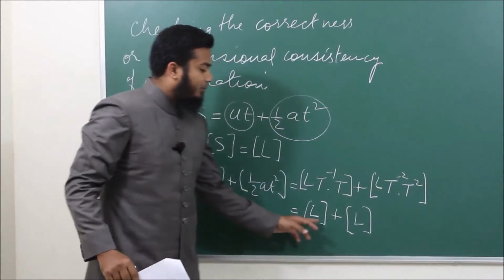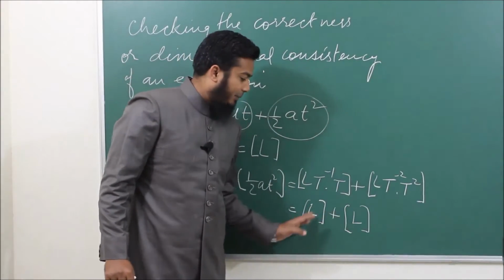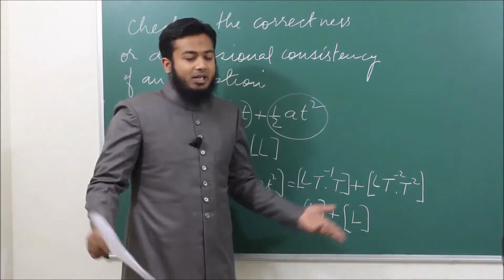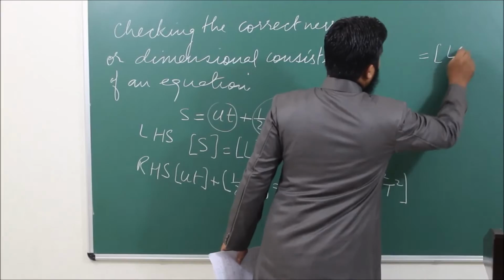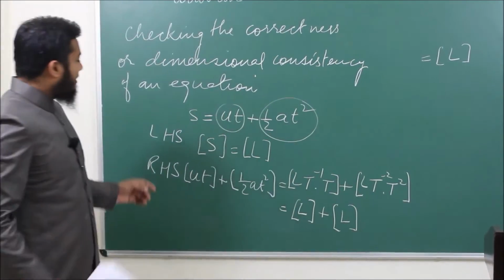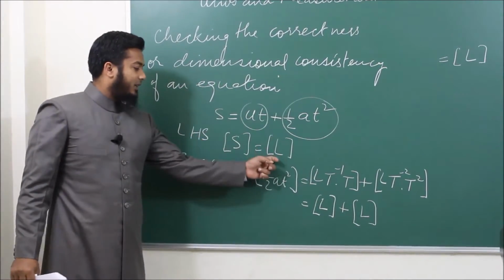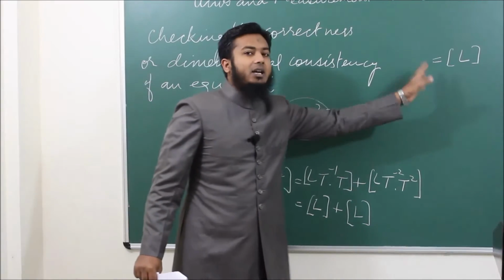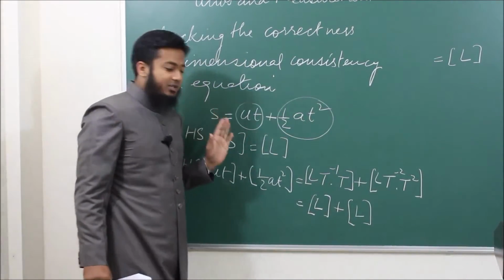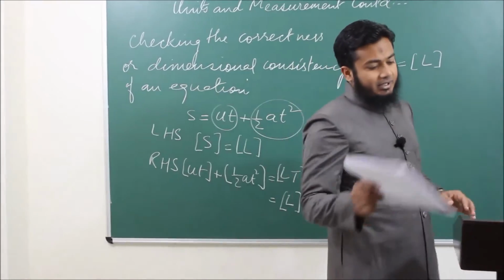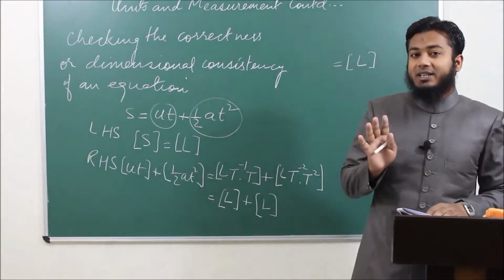So length plus length, L plus L. In dimensional analysis, length plus length is again length. So L plus L will be just L. You can see that the dimensions of the left hand side and the right hand side are the same. So this equation is dimensionally consistent. But this is not everything. This formula is only dimensionally consistent.